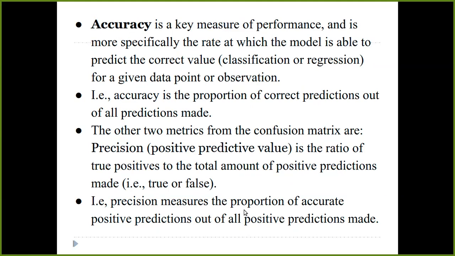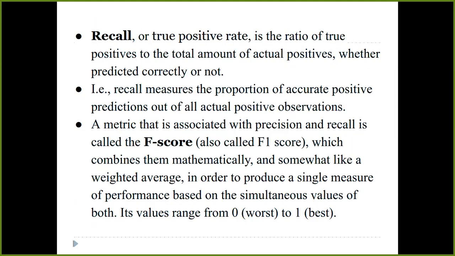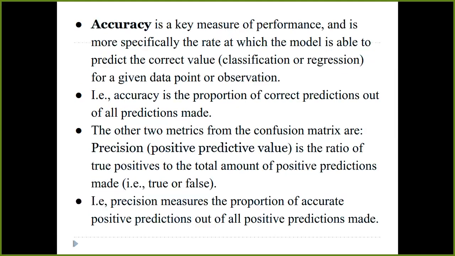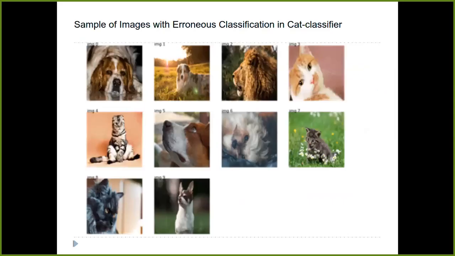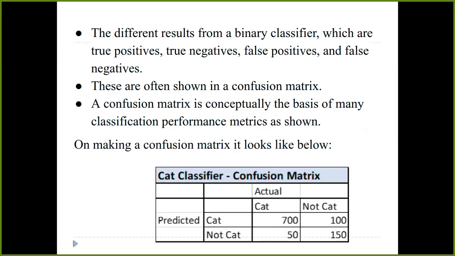Precision measures the proportion of accurate positive predictions out of all positive predictions made. This is precision, that is, how correct my algorithm can be. Whereas the next concept is recall. This is the ratio of true positives to the total amount of actual positives, whether predicted correctly or not. So here, this is 700 divided by 750.